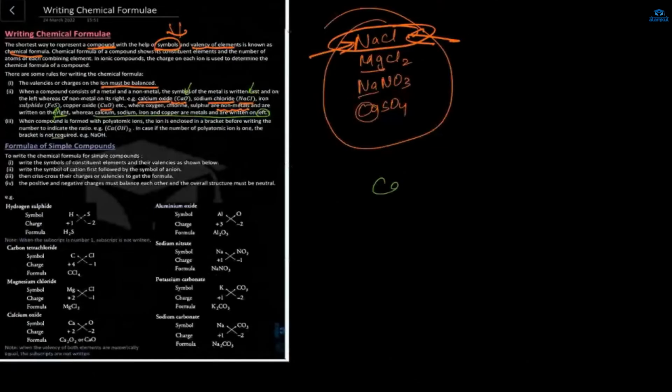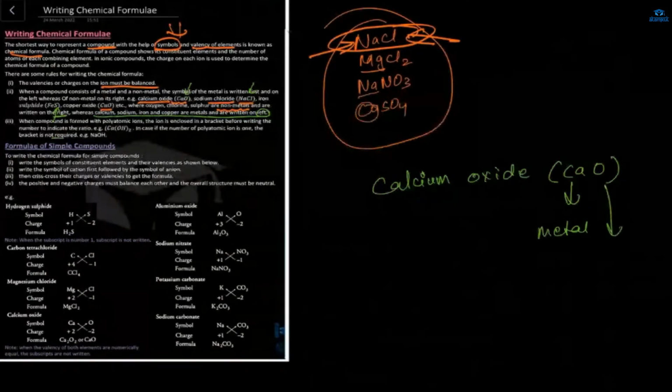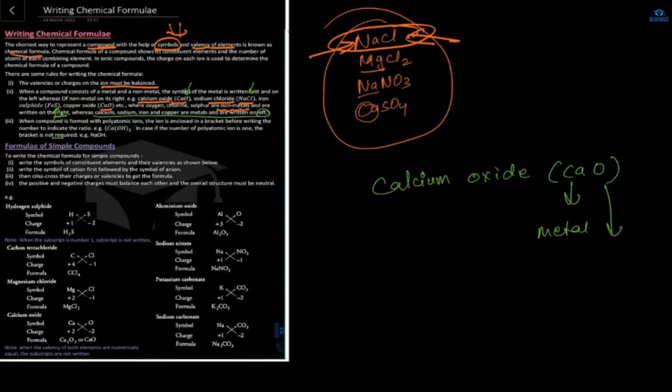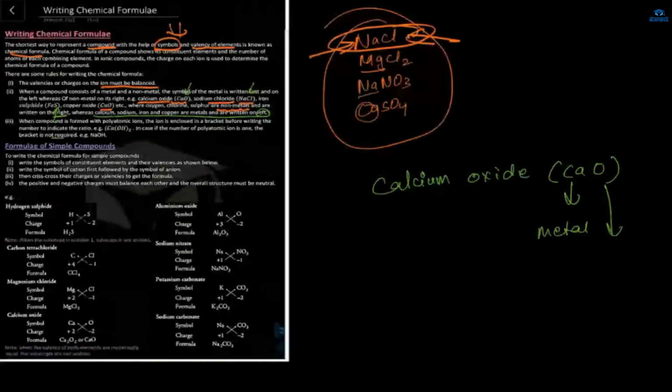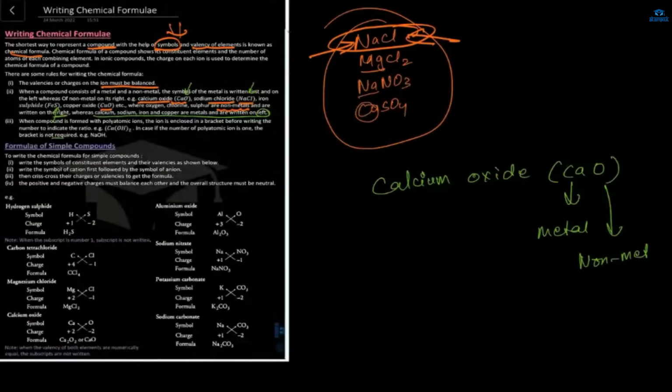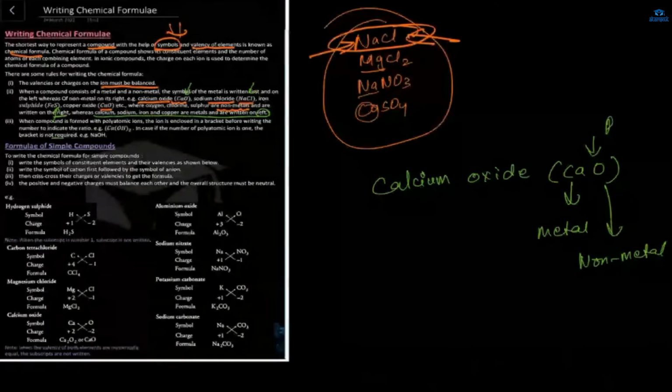Now I'm writing calcium oxide, which is CaO. Is calcium a metal or a non-metal? Calcium is a metal. And what about oxygen? Oxygen is a non-metal. So here, the non-metal is written on which side? On the right side. Yes, the non-metal is on the right side.